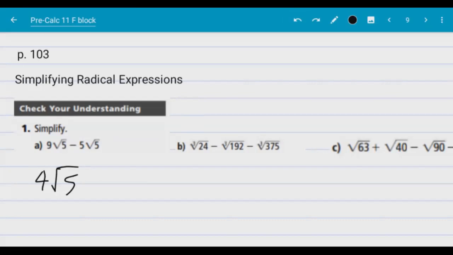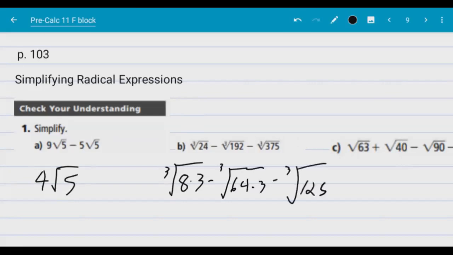All right. Now, cube root of 24 is what? Cube root of 24 would be cube root of 8 times 3. I chose 8 because 8 has a cube root. Minus, what is cube root of 192? Well, let's look at what it is that could have a 3 as a factor. Well, that would be 64 times 3. All right. Minus, what about 375? That would be 125 times 3.